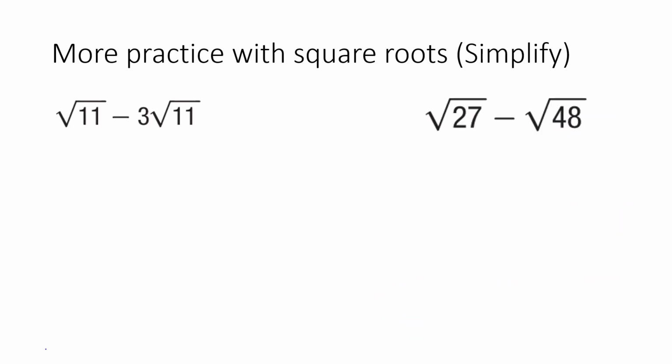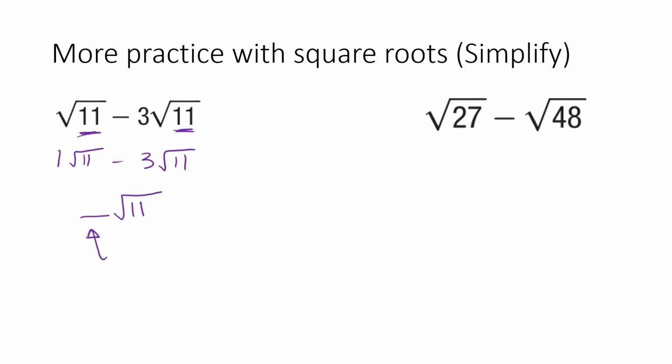Remember that when we have radicals, like terms must have the same radicand. So these are like terms because they both have the square root of 11. So I'm going to rewrite this as 1 times the square root of 11 minus 3 times the square root of 11. Well, what's 1 of something minus 3 of something? You fill in the blank.